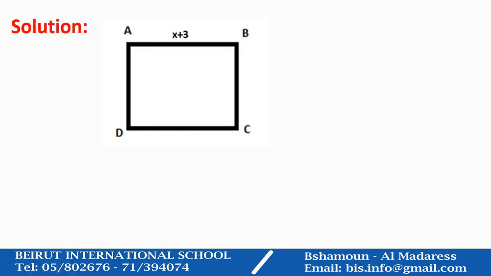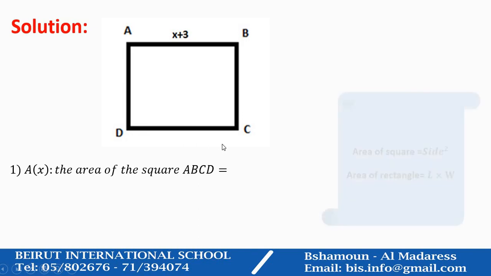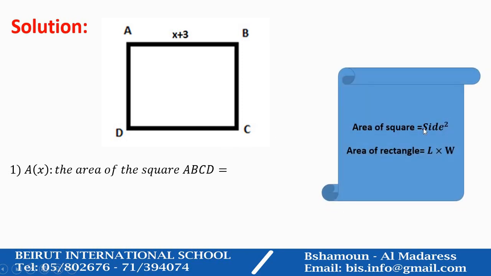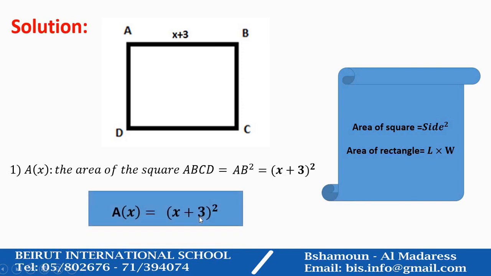First part is to find A of x. A of x is the area of the square ABCD. To find its area, let us remember the area of a square is equal to side to the power 2. And the area of the rectangle is length times width. Here we have a square, so we use side to the power 2. The side is AB, so it's AB to the power 2. And since AB is x plus 3, it's (x plus 3) to the power 2. Therefore, A of x is equal to (x plus 3) to the power 2. This is A of x.